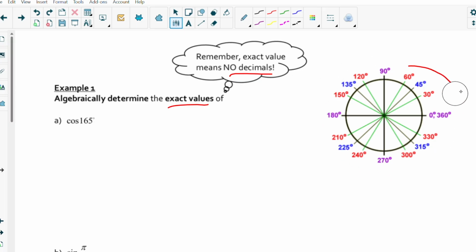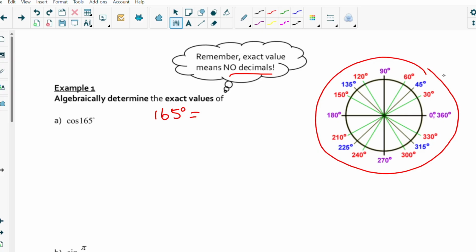So I need to think about two angles that either add or subtract to 165, and I use my sum or difference identity to evaluate. So here's the trick here. You kind of just have to play around with this or think about it. 165, how can I represent it as the sum of two of these primary angles, or these important unit circle angles?